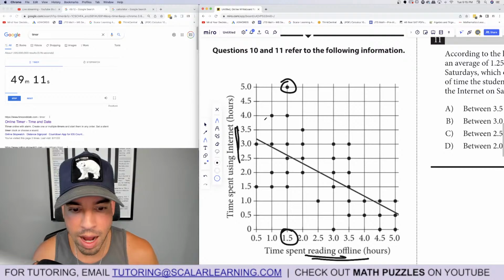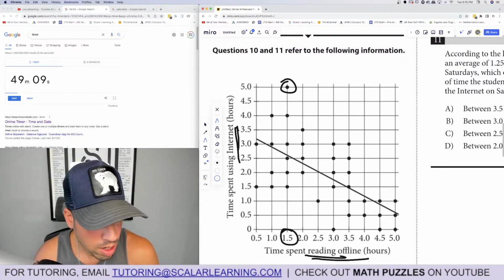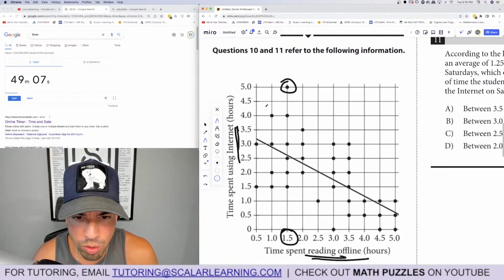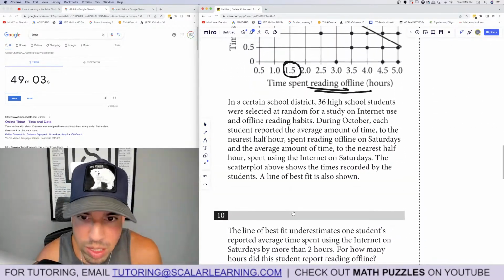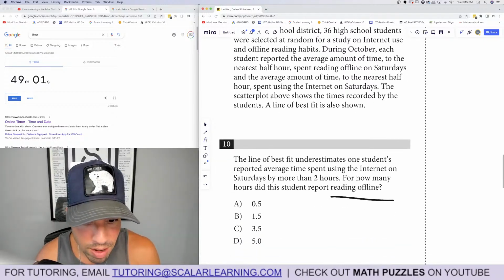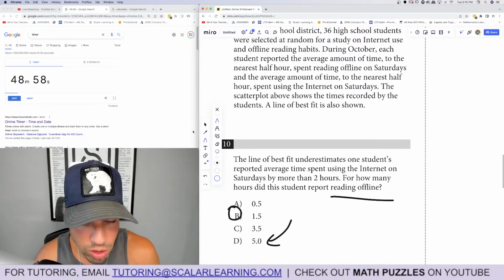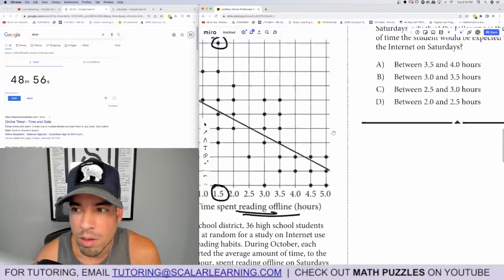When I first read it, I actually answered 5 because I saw that this student spent 5 hours using the internet, but that's not what it asked. It said, how much time did they report reading offline? And it's 1.5. You notice that they have 5 here, so that's a tricky one if you go too quickly.